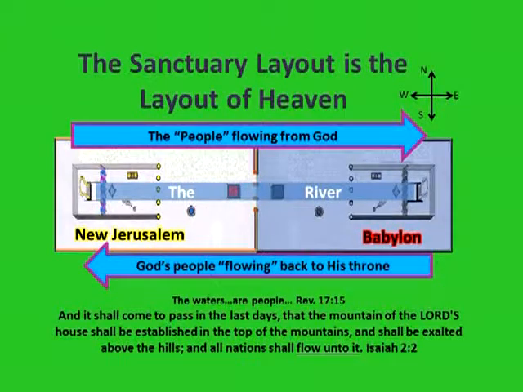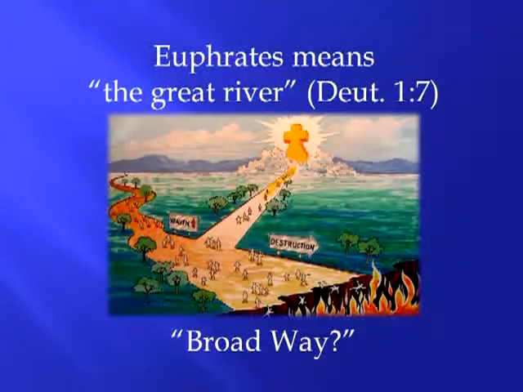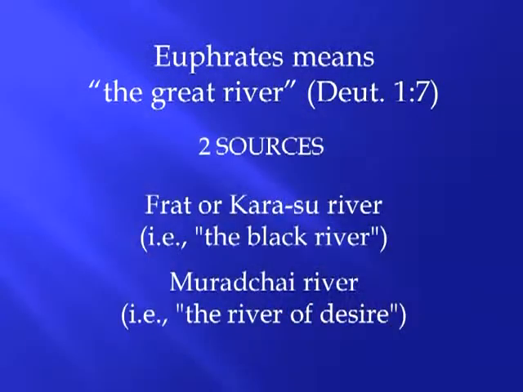If you look at the Euphrates, according to Deuteronomy 1:7, it calls it the Great River. And that's actually what the name Euphrates means, the Great River. Does that make you think of anything? The Broadway. It's broad, it's great. And we know that there's a difference between the narrow way and the Broadway. Now, what's even more fascinating here is that the Euphrates has two sources.